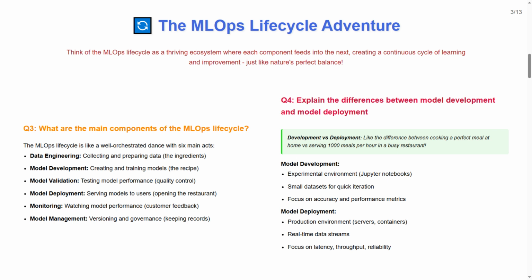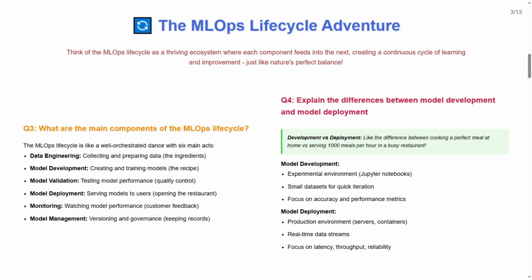Data engineering, collecting and preparing data, the ingredients. Model development, creating and training models, the recipe. Model validation, testing model performance, quality control. Model deployment, serving models to users, opening the restaurant. Monitoring, watching model performance, customer feedback. Model management, versioning and governance, keeping records.